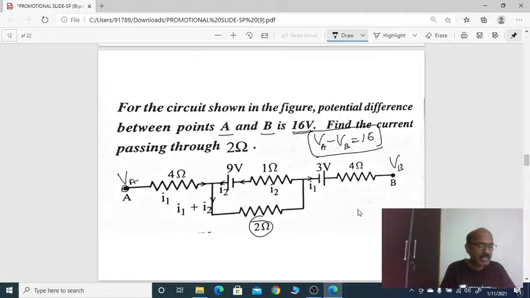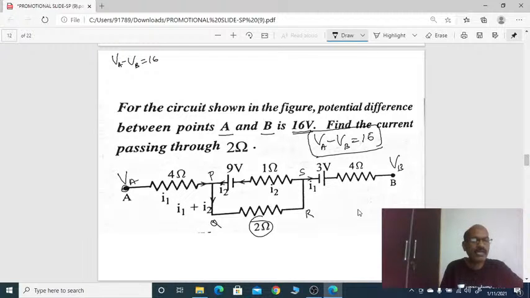Now, see here. One equation is given by the potential difference. For another equation we have to go for a closed loop. In this closed loop, suppose P, Q, R, yes, this is the closed loop. The potential difference VA minus VB is given clearly: VA minus VB equals 16. From here you start.